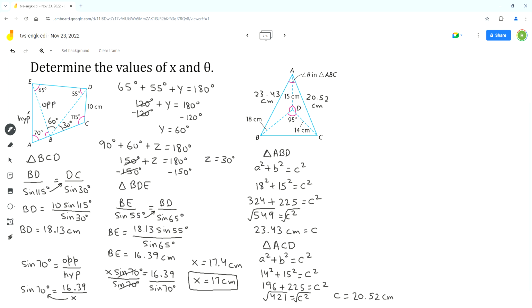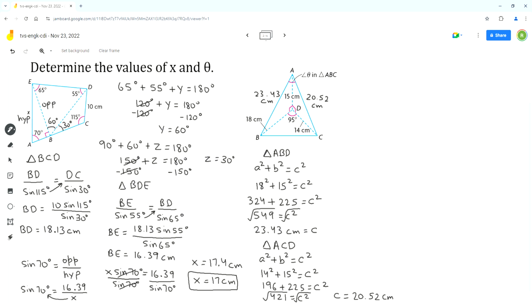Next we can find the length of side BC. BC is in triangle BCD. Triangle BCD is not a right angle triangle, so we cannot use the Pythagorean theorem or SOHCAHTOA. We have to use sine law or cosine law. In triangle BCD, we are given the length of side BD, we are given the length of side CD, and we are given angle D. So this is the SAS case. So we can use cosine law to find the length of side BC.